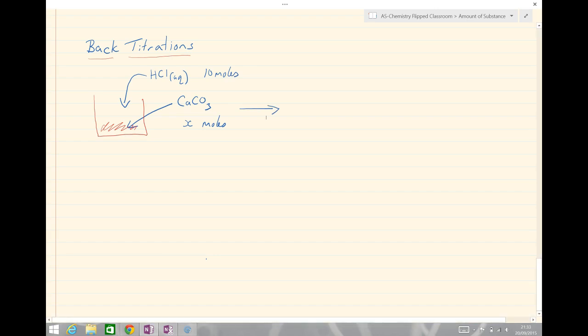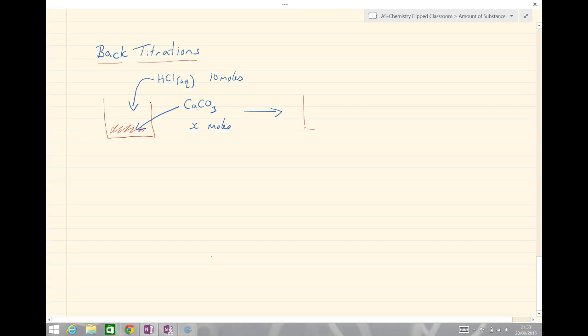How do you know it will be in excess? Well, at some point in the future, we've added our 10 moles of hydrochloric acid and all of our calcium carbonate has disappeared. So our hydrochloric acid has reacted with the calcium carbonate to make water, carbon dioxide, and calcium chloride, which is aqueous. Of course, we just have to balance that up.